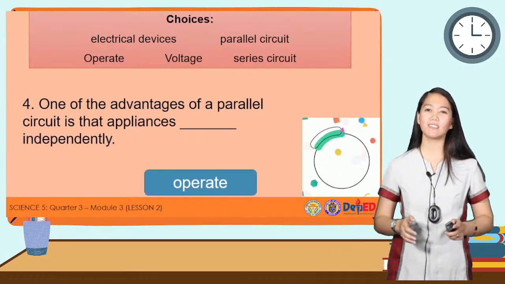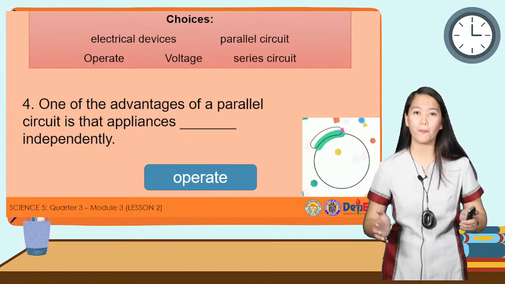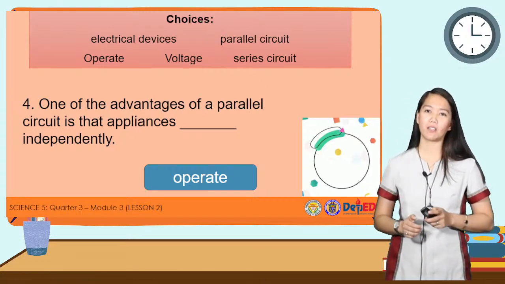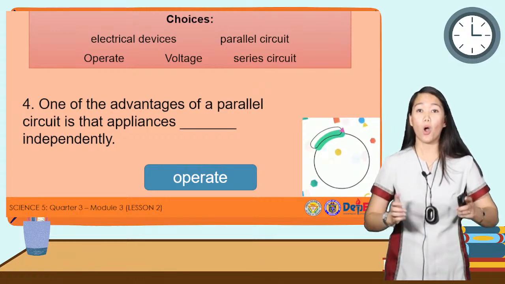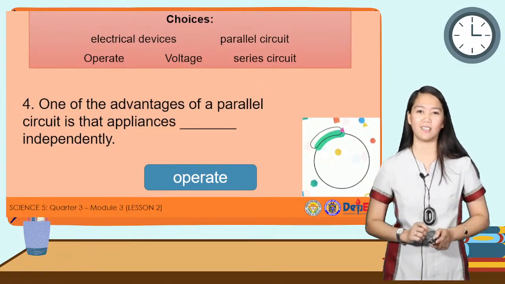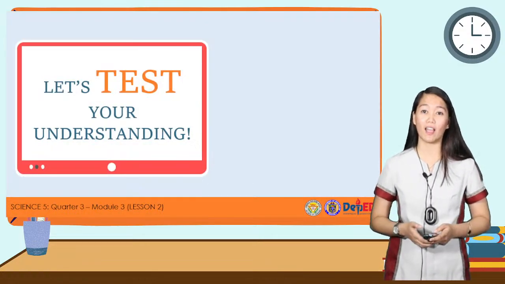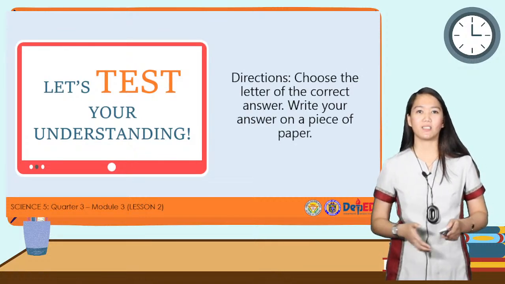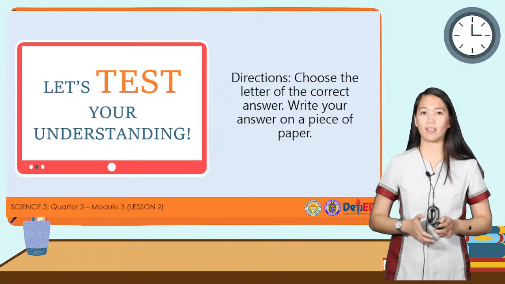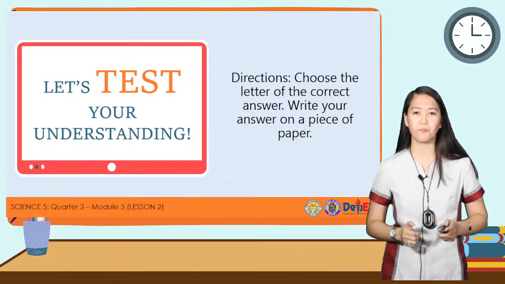Okay, the correct answer is, very good, learners, to operate. One of the advantages of a parallel circuit is that appliances operate independently. Okay, now let us test your understanding. Directions: Choose the letter of the correct answer. Write your answer on a piece of paper.